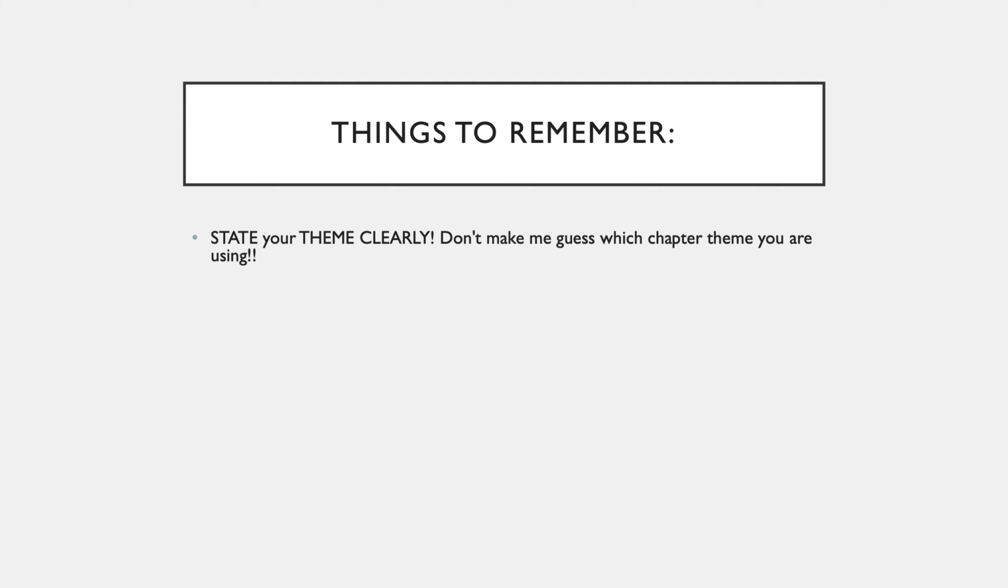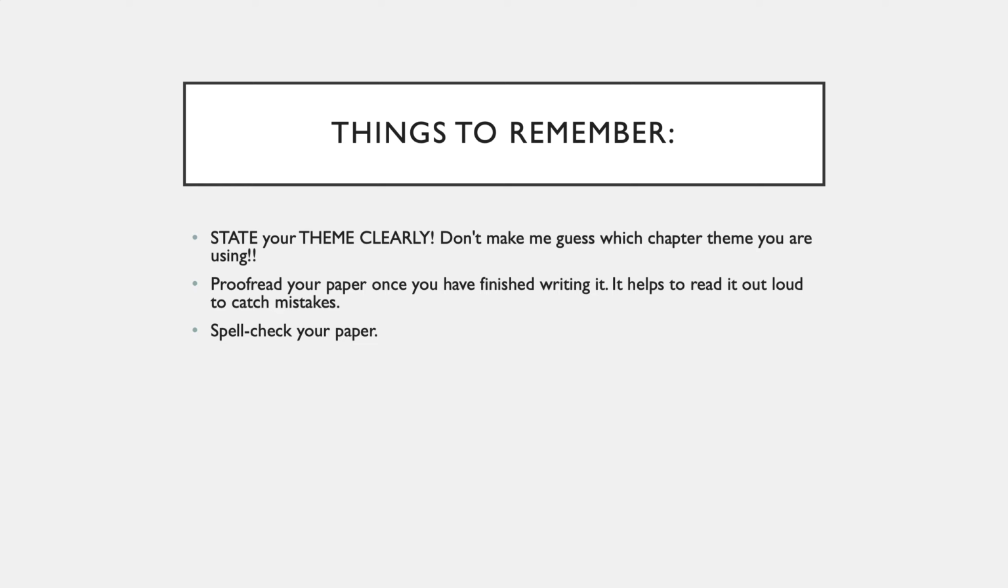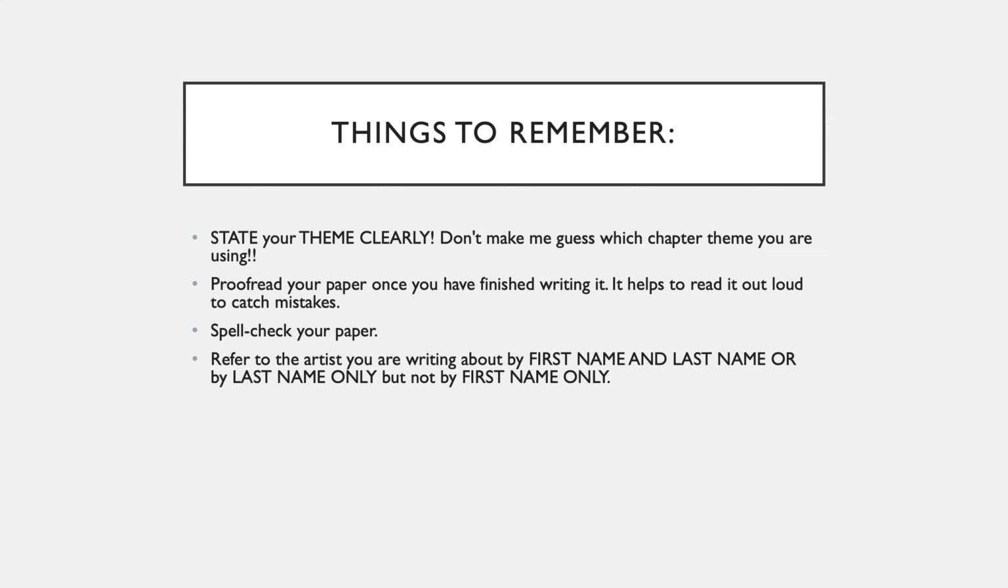Things to remember. State your theme clearly. Don't make me guess which chapter theme you are using. Proofread your paper once you have finished writing it. It helps to read it out loud to catch mistakes. Spell check your paper. Refer to the artist you are writing about by first name and last name, or by last name only, but not by first name only.